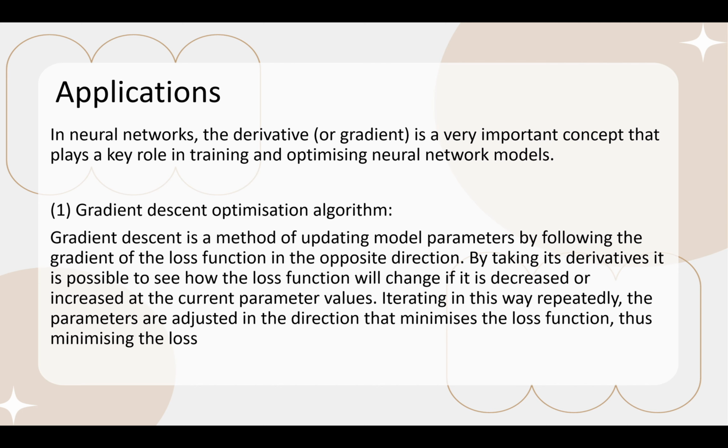Gradient descent is a method of updating model parameters by following the gradient of the loss function in the opposite direction. By taking its derivatives, it is possible to see how the loss function will change if the current parameter values are decreased or increased. Iterating in this way repeatedly, the parameters are adjusted in the direction that minimizes the loss function, thus minimizing the loss.